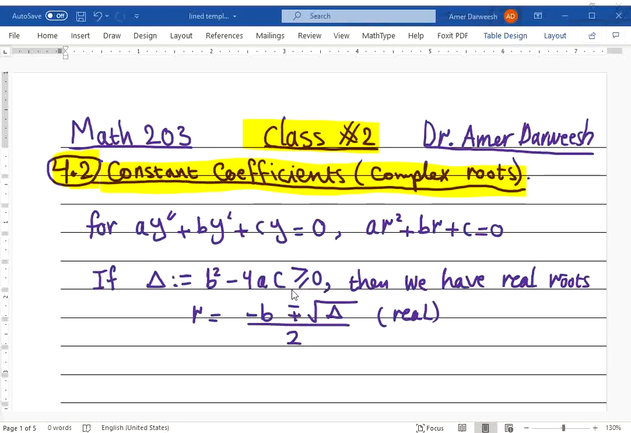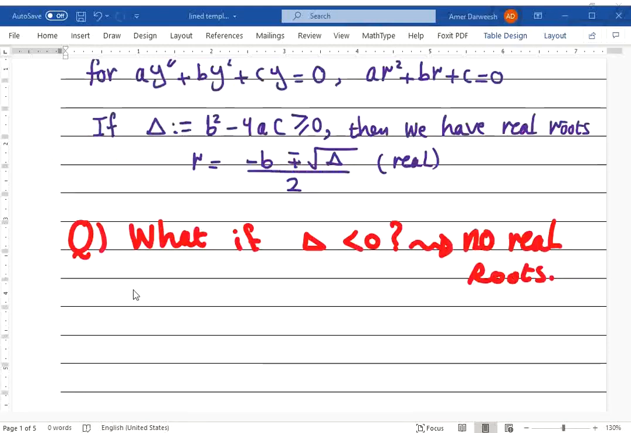If it is non-negative, greater than or equal to 0, then we have real roots. The real roots are given by the formula r equals minus b plus minus square root of the discriminant over 2. These are either repeated or two roots. Now, our question is, what if the discriminant is less than 0? Then the answer is, there are no real roots.